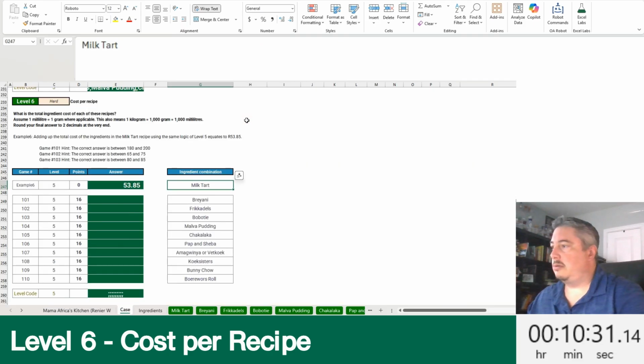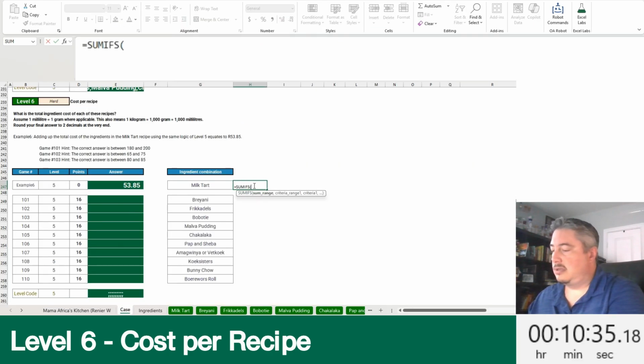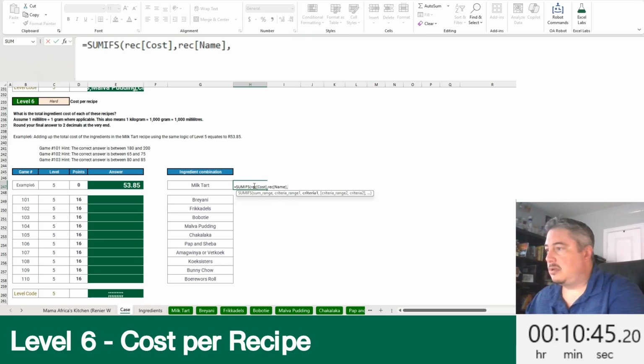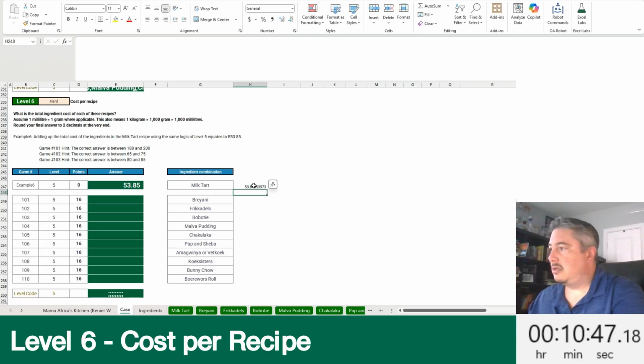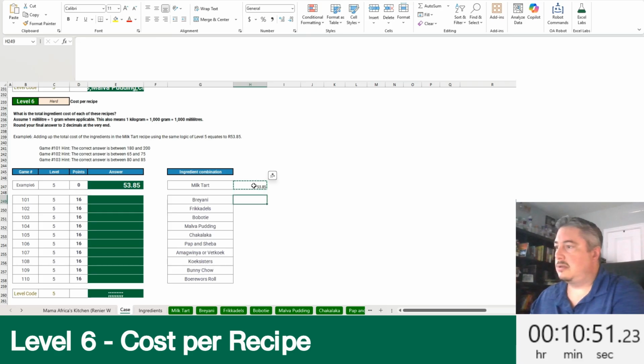Okay, now we've got that, so we'll just say SUMIFS. This is REC, sum range is cost. The criteria range is the name and that. Okay, round that to 2 digits.